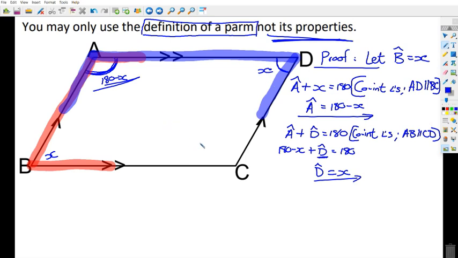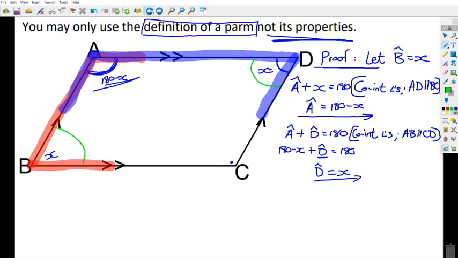Now I want you to do the same thing for angle C. What are you starting to notice? Can you start seeing that these opposite angles are the same? They're both x and x. So I'm halfway there. I'm almost there. Isn't that exciting?